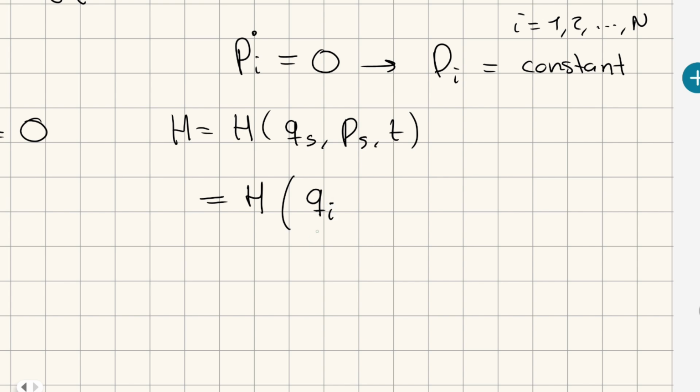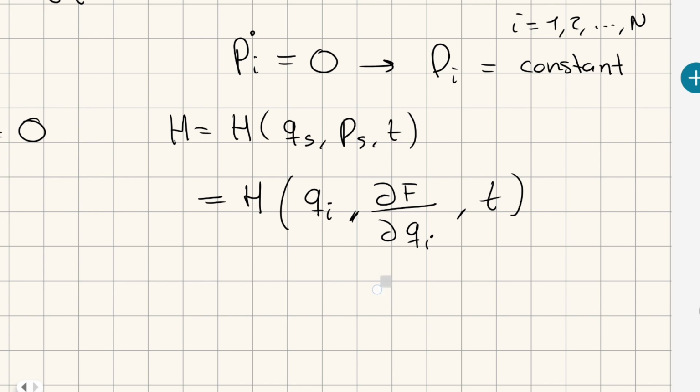Qi. Let me use the letter i again, and then we will have here the partial of f with respect to Qi, and then the time. So we are just switching the dependence on the conjugate momenta to express them in terms of the partial derivative of the generating function with respect to the Qi coordinates.